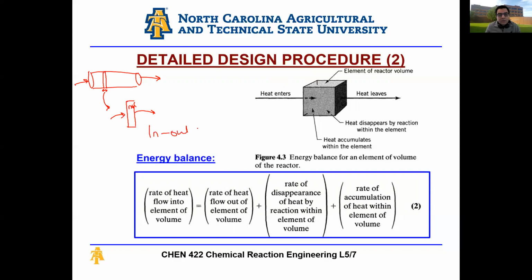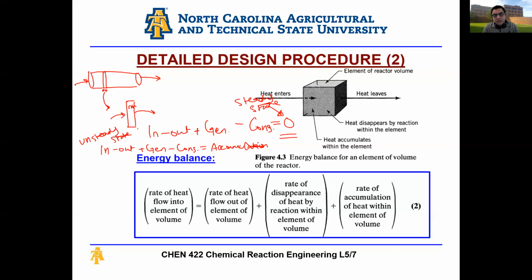In minus out plus generation minus consumption is equal to 0, right? And this is at steady state. So always remember it's equal to 0 at steady state. However, at unsteady state, your balance becomes in minus out plus generation minus consumption is equal to accumulation, right? So this is the unsteady state form of this balance.